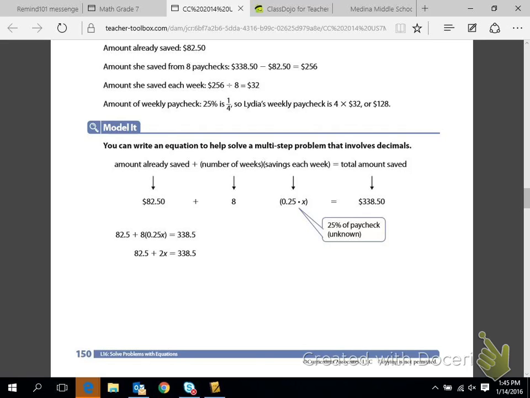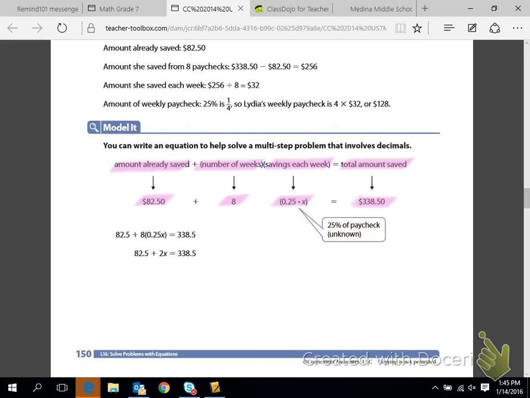If we were wanting to model this, we would want to list out the equation and then actually solve it. So you can write an equation to solve a multi-step problem that involves decimals. We know that the amount she already saved is $82.50. And we'll add that to her savings to get her total amount saved of $338.50. Now her amount of savings is going to be 8 weeks of 25% of her paycheck. So that's where all of this information is coming from.